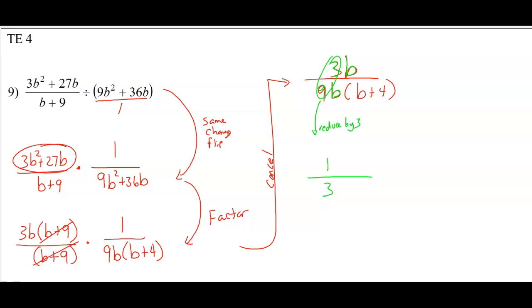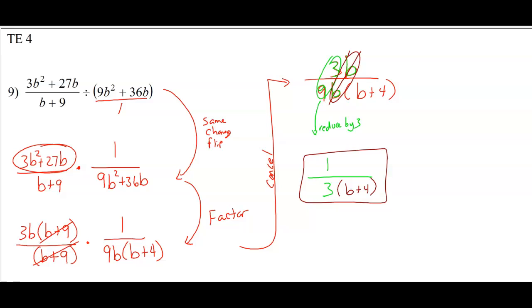And as for these, the b over the b, those are just going to cancel each other out. 1 minus 1 is 0, so you're left with b to the 0 power, which is 1, so you have nothing there. And on the bottom, we still have the b plus 4 being there, right? So there it is. So this will be your final answer, 1 over 3 times b plus 4.